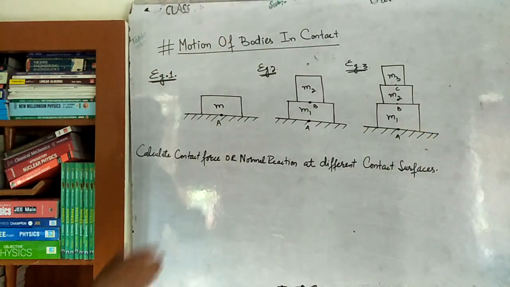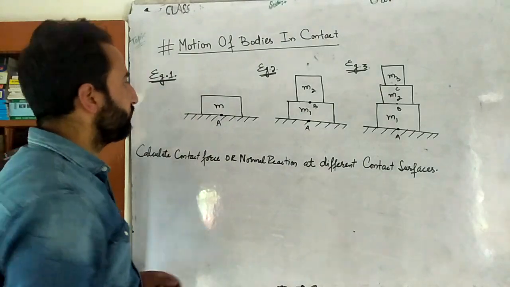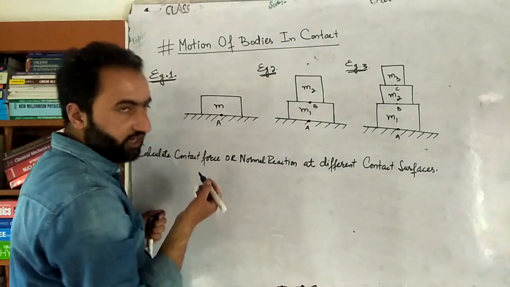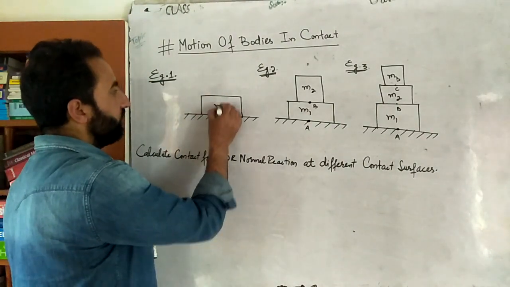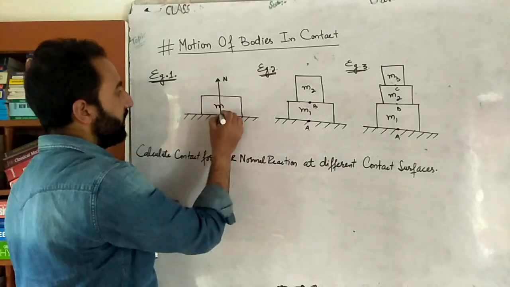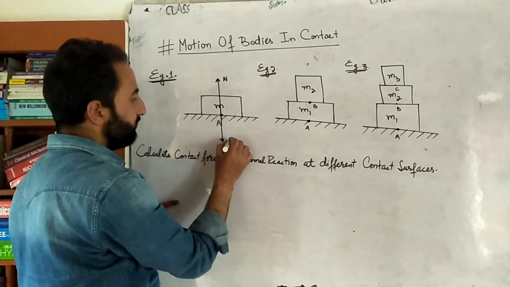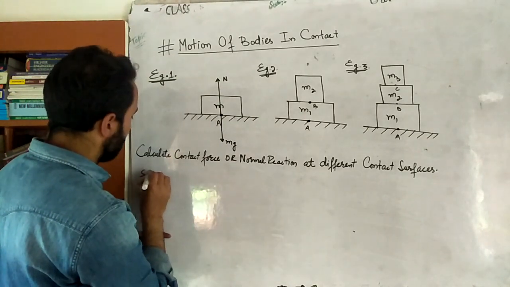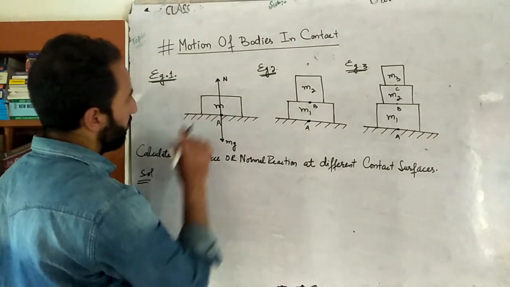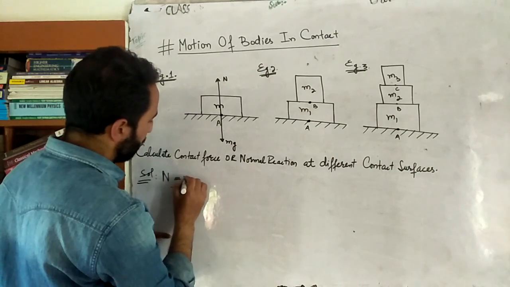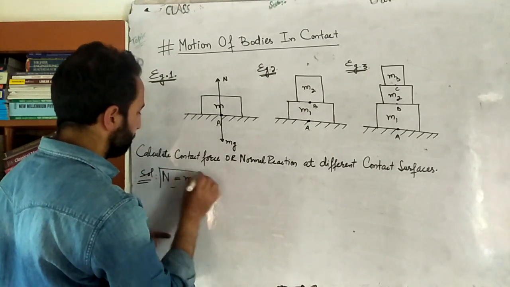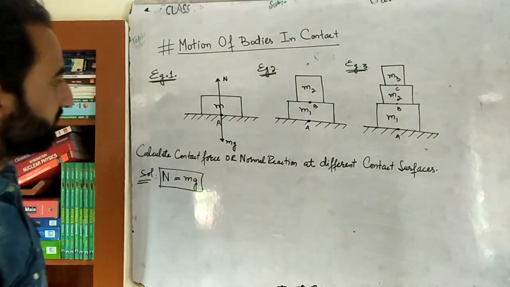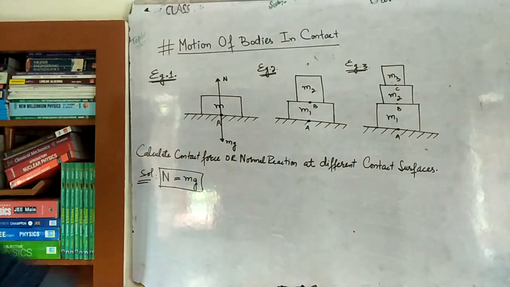Okay, beta? Simply this block is at rest. Now how many forces are there acting on this block? Obviously there are two forces. One is in the upward direction, that is normal reaction. Another is the downward direction, that is mg. Okay. So simply the example number one, I will solve here. In example number one, normal reaction N is simply equal to mg. That's it. Normal reaction is how much? That is equal to mg at the point A.